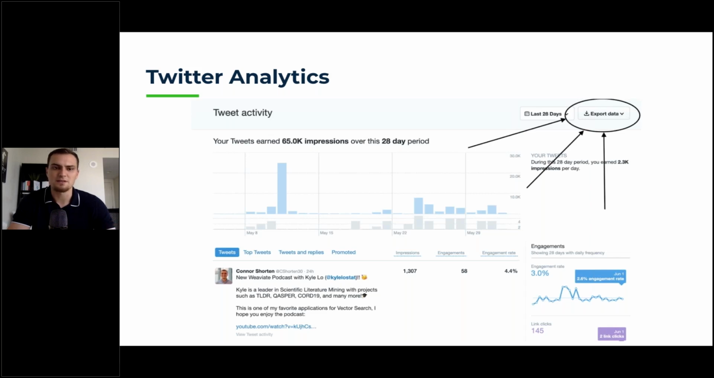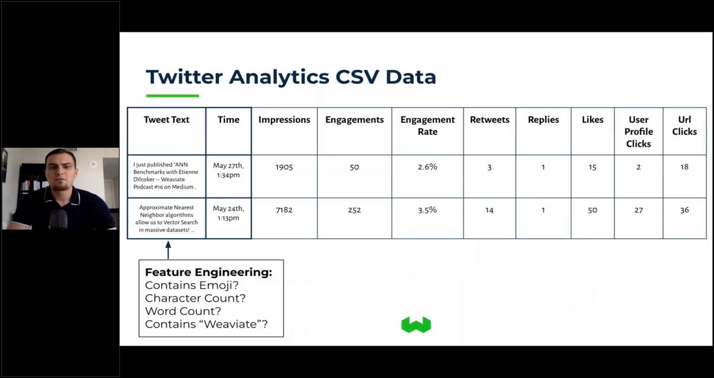So as mentioned before, when you go to the Twitter Analytics data, you'll get a CSV like this, where you have the raw text of the tweets themselves, what time the tweet was sent, as well as the metrics that we're interested in, like impressions, engagement rate, retweets, replies, likes, user profile clicks, and URL clicks.